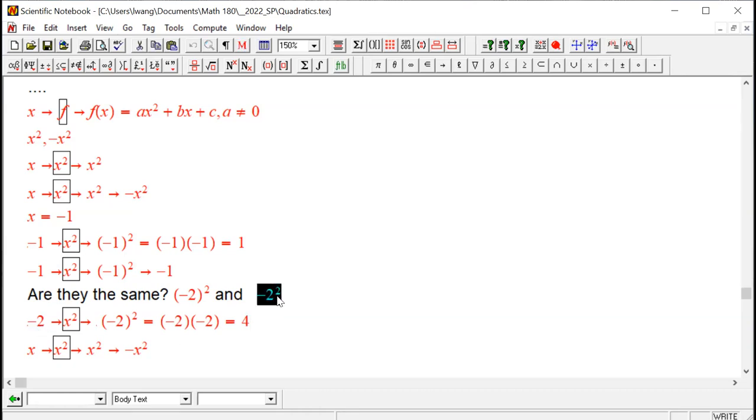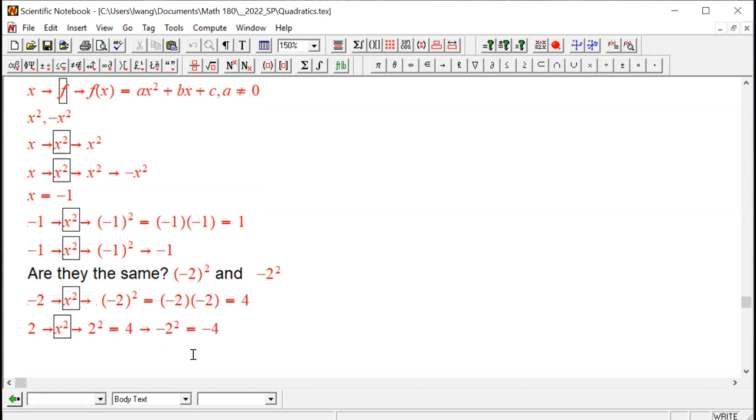The second one actually is not the same rule of function. The input is 2. So 2 squared is 4. And then we put a negative sign in front of 2 squared, so we get -4. You see, they're totally different rules of the function. For that reason, we need to make sure to understand that these two are completely different.